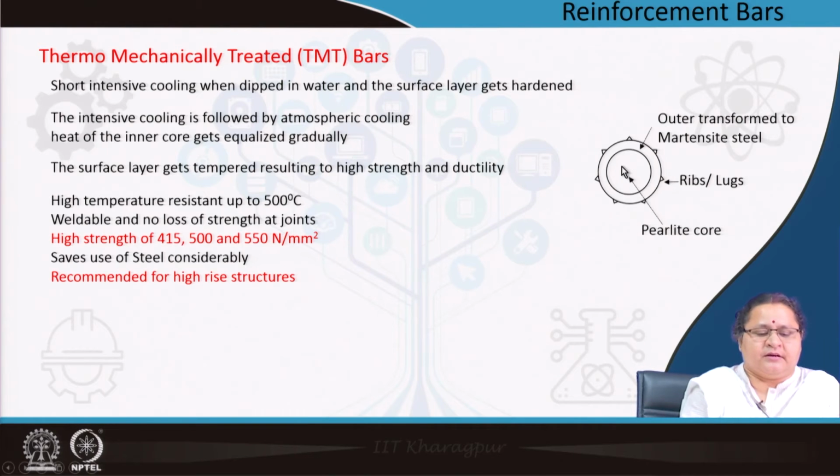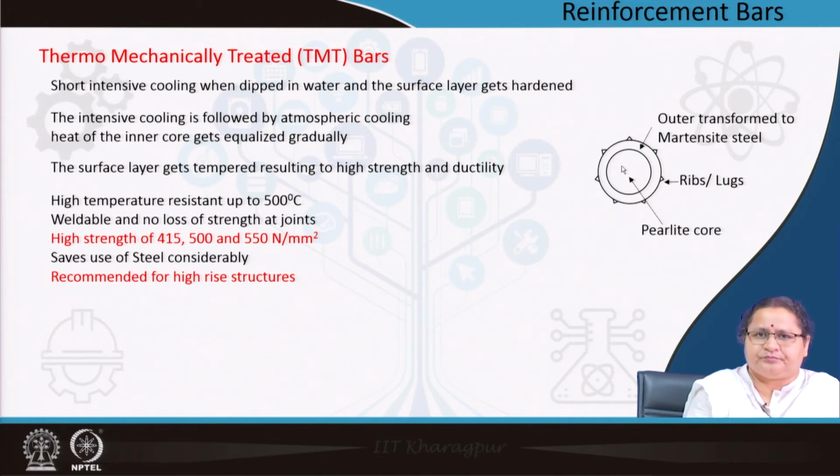It gives higher strength and ductility, and also high temperature resistant up to 500 degrees centigrade. Why do we mention this here? Because even if it is embedded in concrete, if the structure is subjected to fire, and the heat reaches these bars, they will get deformed and the structure will crumble. So, having higher resistance to temperature is to be noted and is very important.